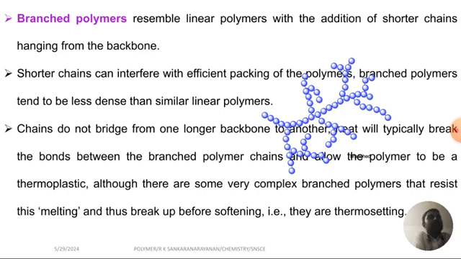The branched polymer chains are responsible for thermoplastic behavior, but bonds will not be formed between the polymer chains, although some weak complex branches will form. Upon melting, before softening, it will be formed as a thermosetting.